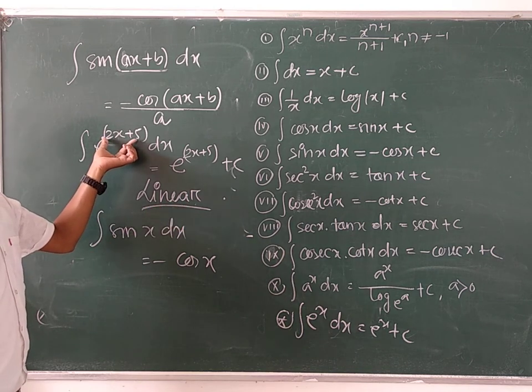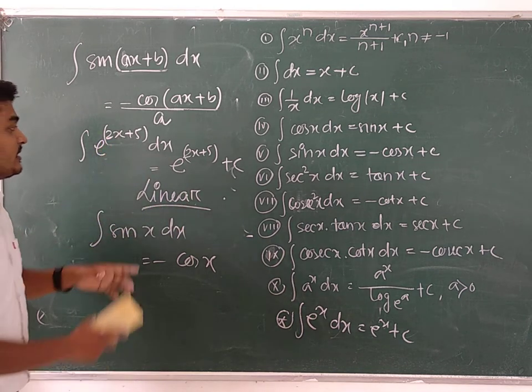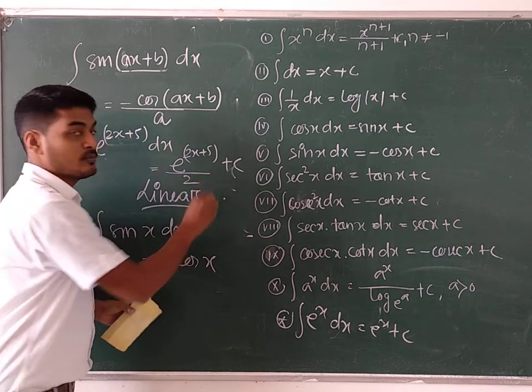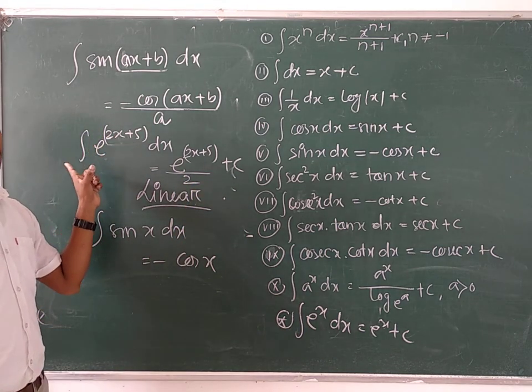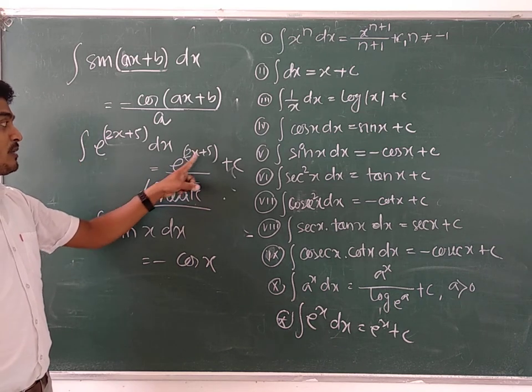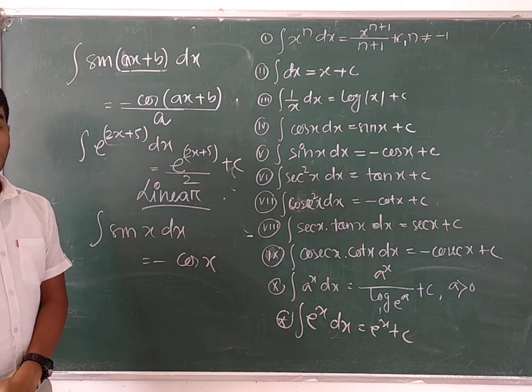What is the coefficient of x here? 2. That's why you have to divide it by 2. So the integration value of e to the power twice x plus 5 is e to the power twice x plus 5 divided by 2. Are you getting my point?